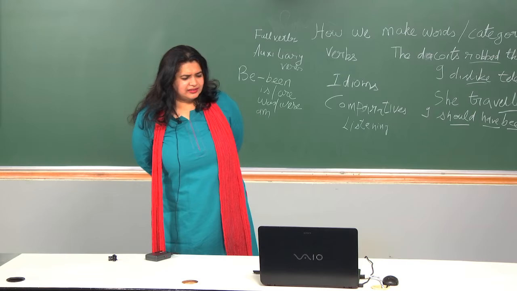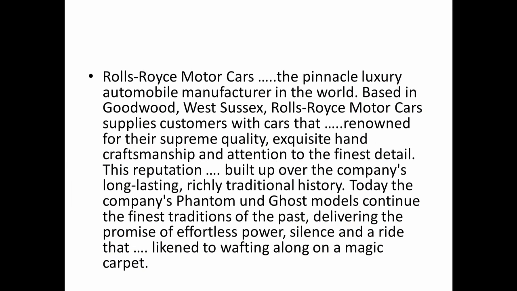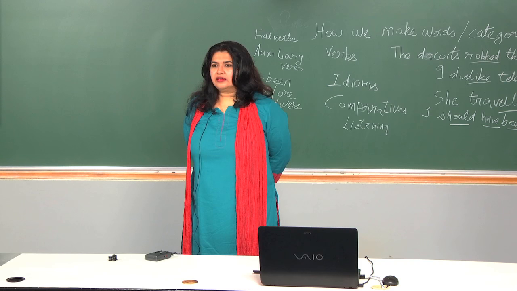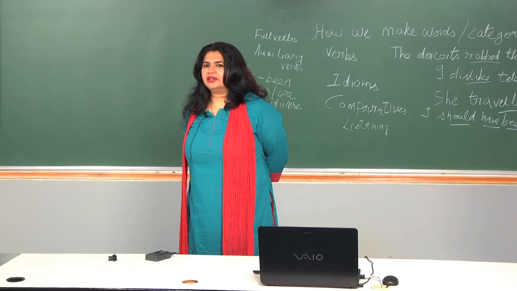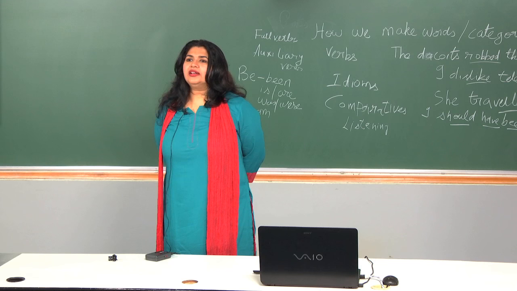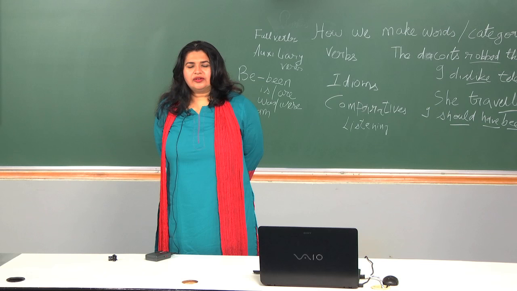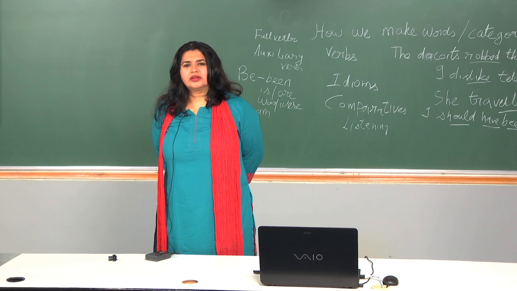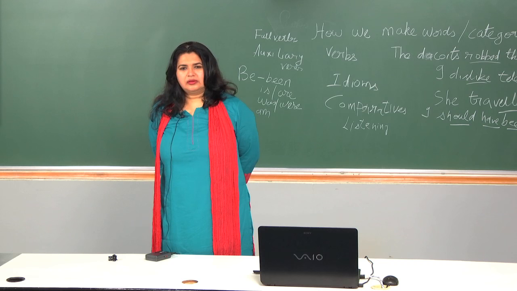So, this is the way we have to solve it. Let's look at why Rolls-Royce motor cars is the pinnacle luxury automobile, because we are talking about a manufacturer. So it has to be is, because we are not talking about multiple cars here, and therefore the verb would not be are. Now, I would like to give you an exercise to do yourself. Write a description of any vehicle you like, prefer, or would want to use, and make sure that you use plenty of main verbs and auxiliary verbs and use is and have forms, or is and has forms. That is your do it yourself exercise.